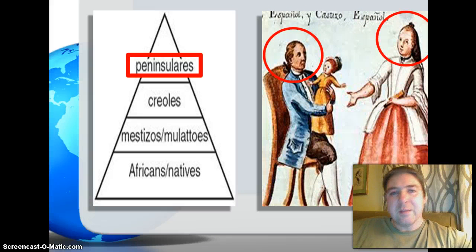Okay, some examples of this: the peninsulares were the people from Europe. So in other words, people born in Spain and Portugal on the Iberian Peninsula, where the word comes from, they automatically were on top of society. So they set sail from Europe, they arrive, they're automatically at the top.